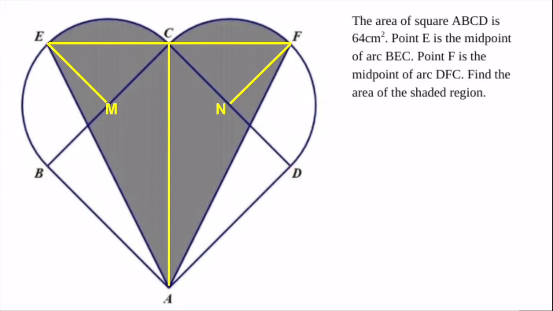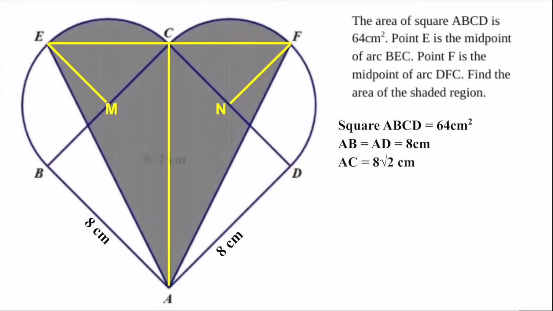Let's start by calculating the area of AEF. We know that the area of square ABCD is 64 centimeters squared. This tells us that AB equals AD equals 8 centimeters. This also tells us that AC is square root 2 times AB, which is 8 root 2 centimeters. AC represents the height of the triangle AEF, and it is 8 root 2 centimeters.